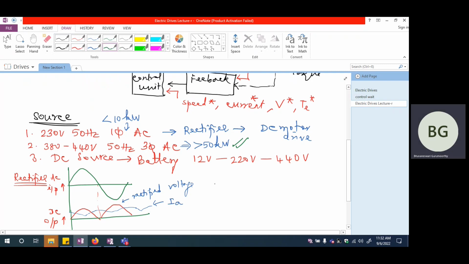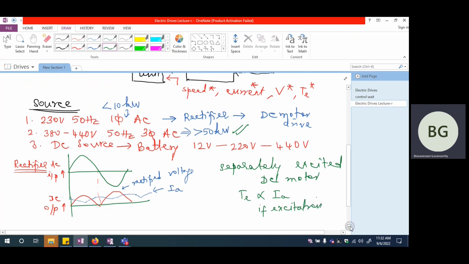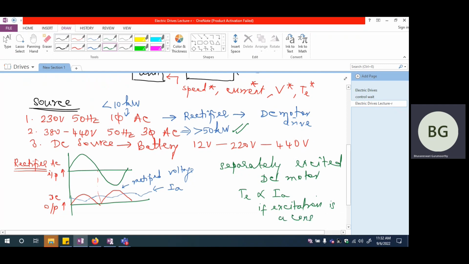And in a DC motor drive, especially if we are talking about separately excited DC motor drive, the torque TE is going to be proportional to IA, if I assume excitation is constant, that is, field current is a constant. In that case, the torque is going to be proportional to the armature current. So if the armature current is continuously fluctuating, then the torque will also fluctuate. If I try to draw what kind of torque I'm going to have, the torque waveform will also be fluctuating somewhat like this. So this is going to be the TE waveform. This is how TE changes with respect to time.